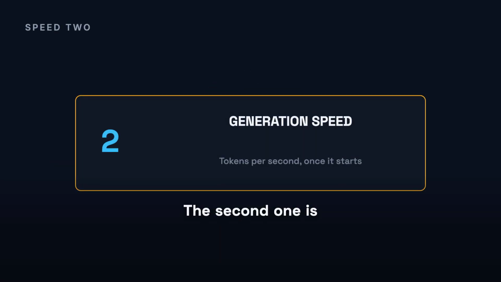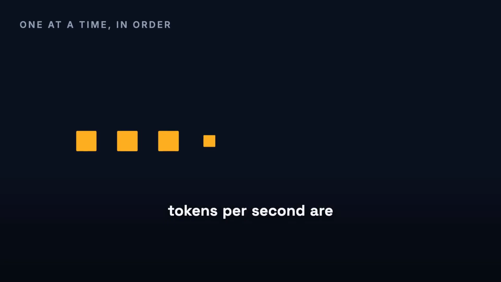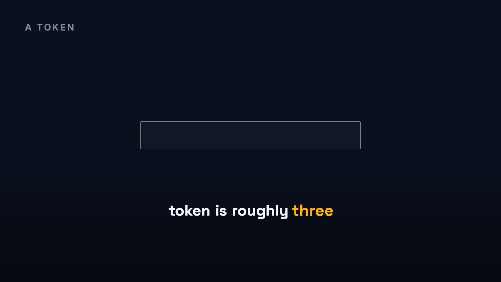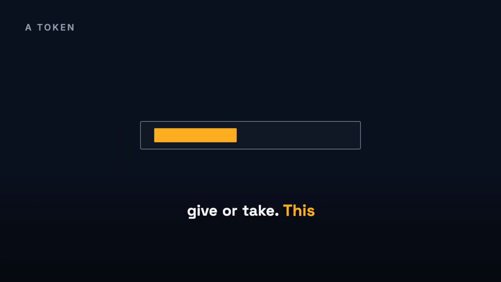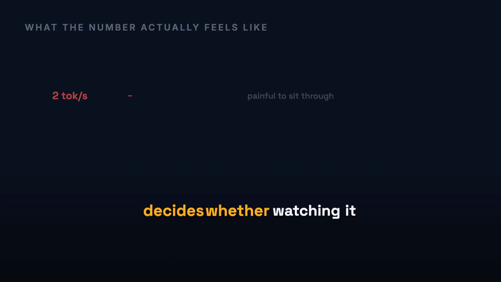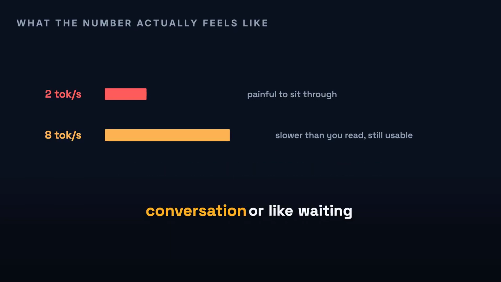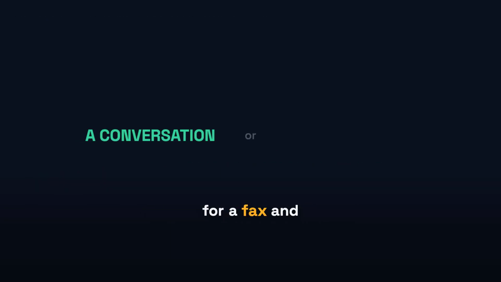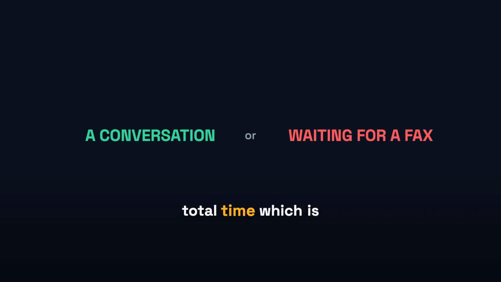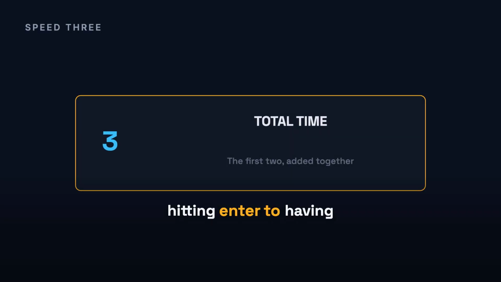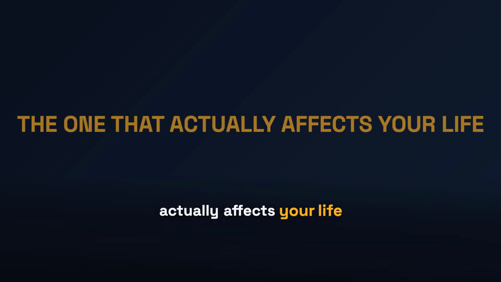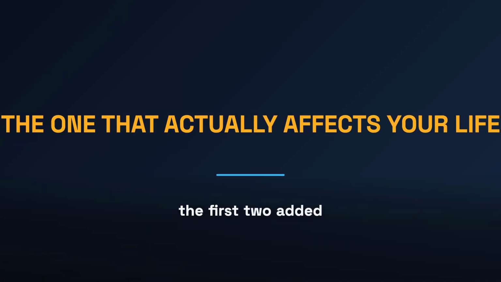The second one is generation speed. Once it starts talking, how many tokens per second are coming out? And a token is roughly 3/4 of a word, give or take. This is the one everybody quotes, and it's what decides whether watching it write feels like a conversation or like waiting for a fax. And then the third is total time, which is just how long from hitting enter to having the whole answer sitting in front of you. That's the one that actually affects your life, and it's really just the first two added together.